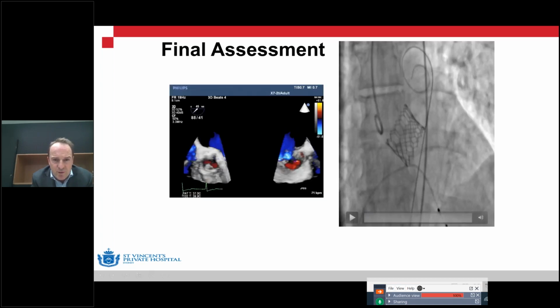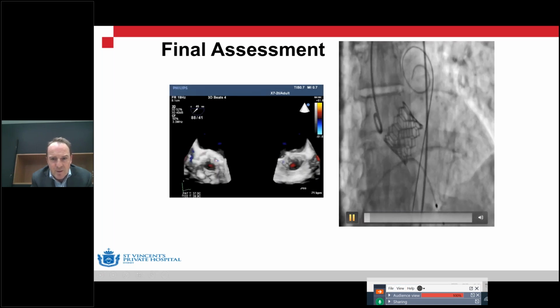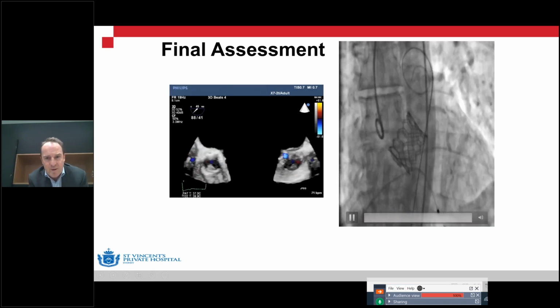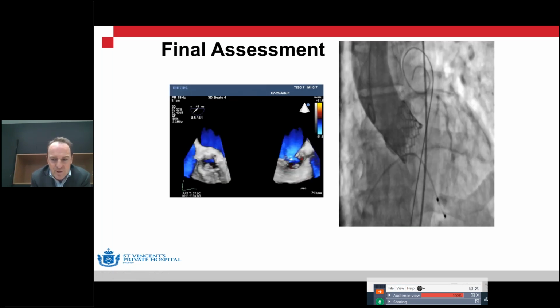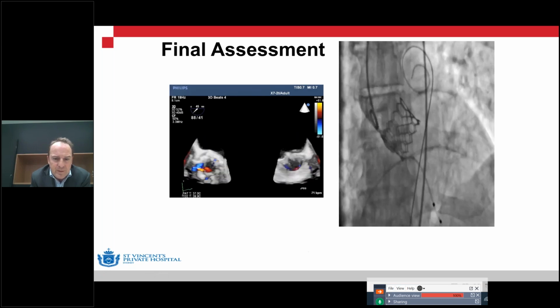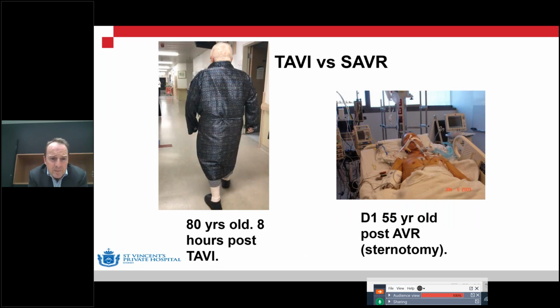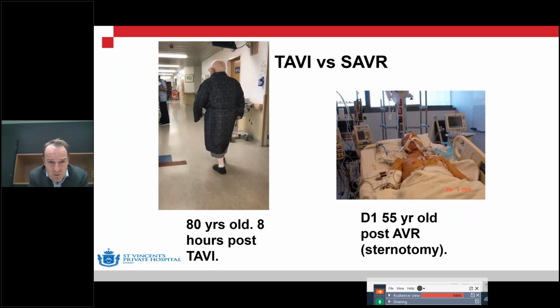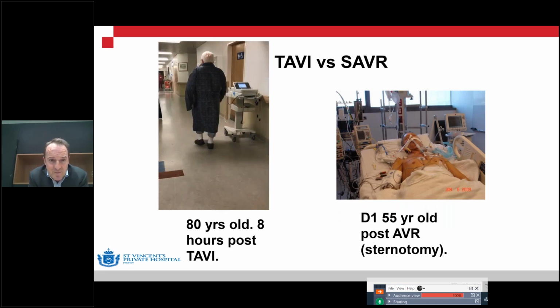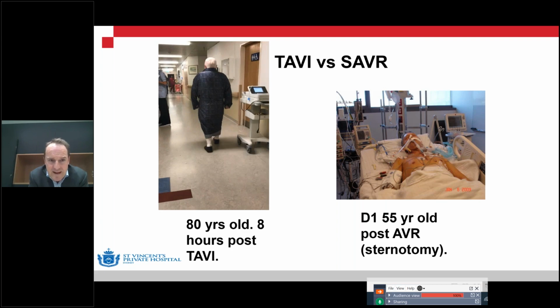There's a nice echo result on the left there with excellent hemodynamics, and on the right you can see with an aortogram there's no leaking of the aortic valve afterwards. And the patient was discharged on day 2 home. This is a little animation or a video just showing the difference between TAVI, where a patient's 8 hours post-TAVI and walking down the hospital ward, versus a younger patient in ICU at age 55 after having an AVR and stenotomy.